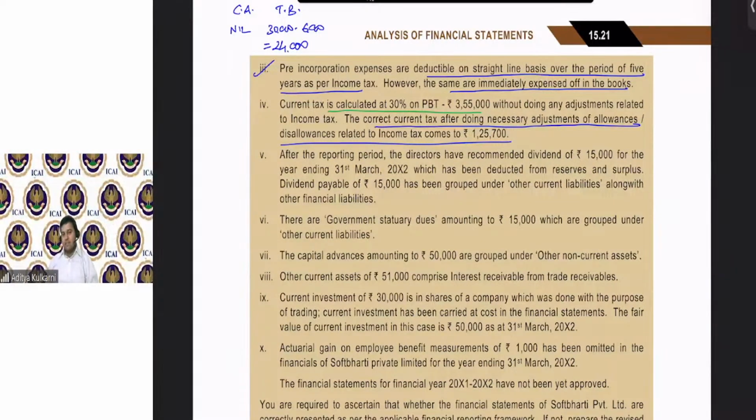In that we had studied the definition of current tax. So in the definition of current tax, what is included? You will have to tell me now. Should I take 3,55,000 into 30% as my current tax, or should I take 1,25,700 as my current tax provision? Come on, tell me, quick. Yes, two answers. Okay, third. All right. Next. Prashant, did you get clarity on your earlier question? Yes.